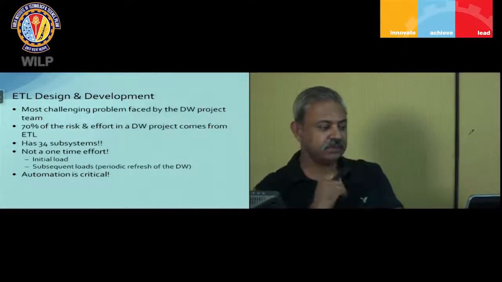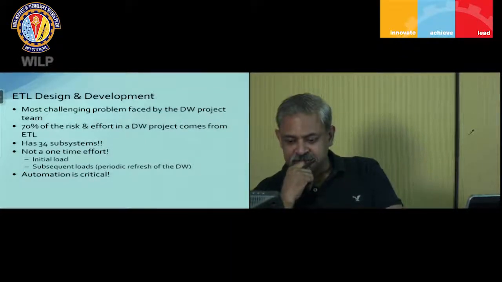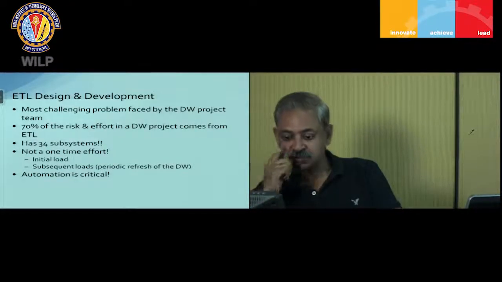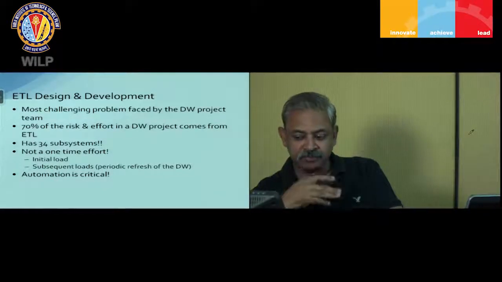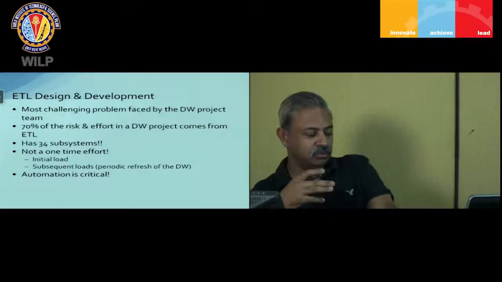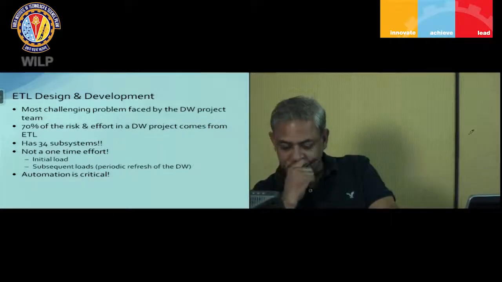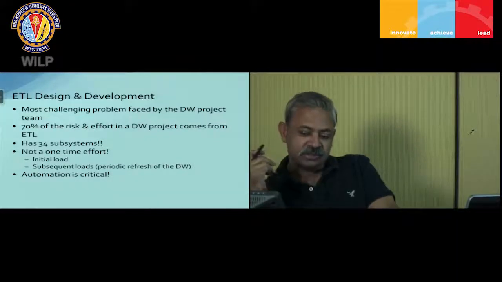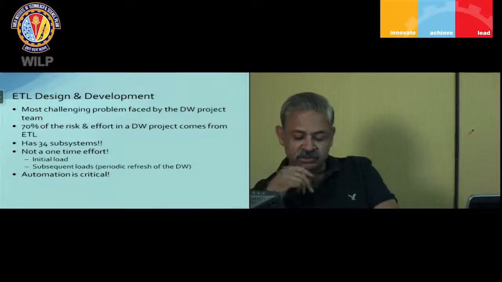So ETL design and development is, as I said, the most challenging problem faced by the data warehouse project team. 70% of the risk and effort in a data warehousing project comes from ETL, and it has 34 subsystems. And it is not a one-time effort. When you have just built your data warehouse, at that time you want to bring in all the data, historical data, into the data warehouse. That is what we call the initial historic load, or initial load. And then every period of time we need to refresh the data warehouse to bring in new data as it is generated in the production systems.